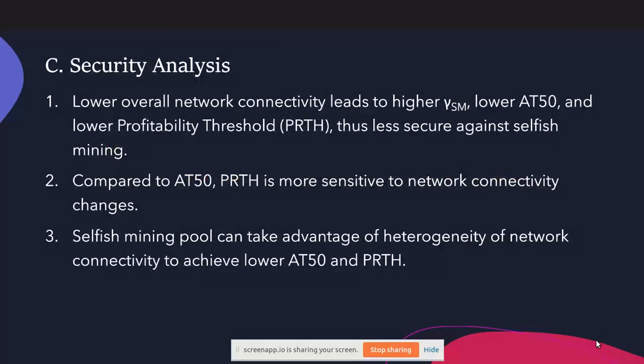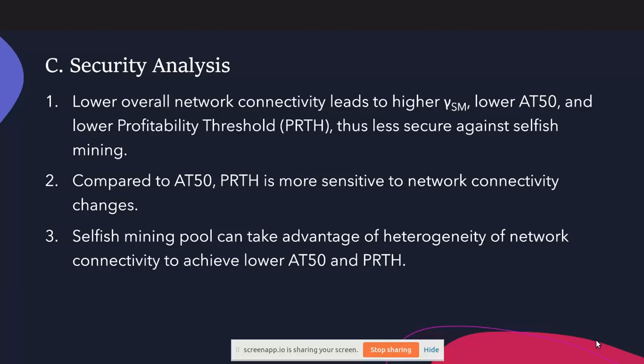Third is the security analysis. Lower overall network connectivity leads to a higher gamma_sm, a lower attack threshold, and a lower profitability threshold, which thus leads to being less secure against selfish mining. Lower overall network connectivity will lead to reduced communication capability of both the selfish mining pool and the honest nodes. But the communication capability reduction of the honest nodes will be more significant than that of the SM pool.